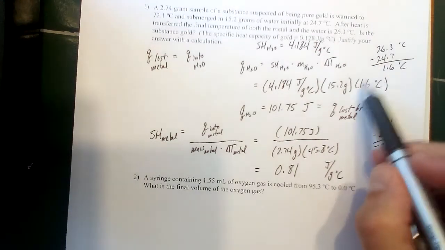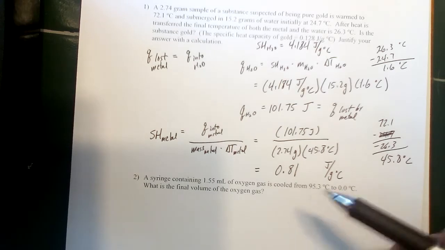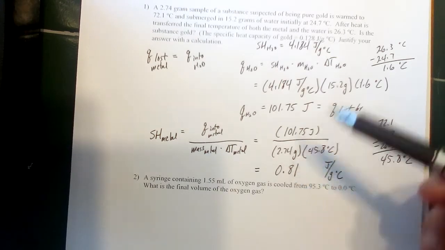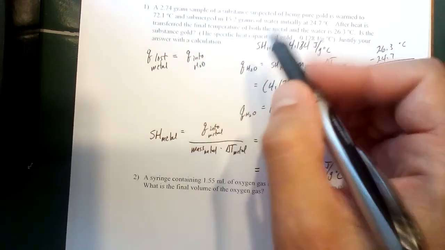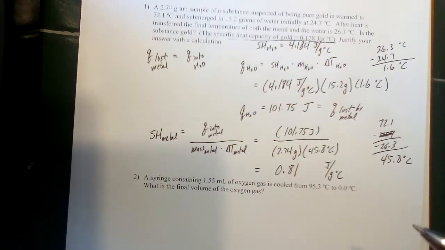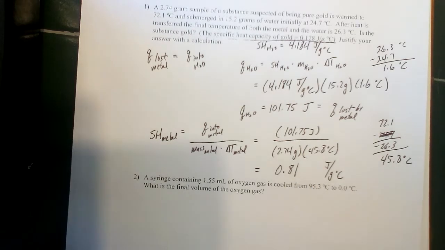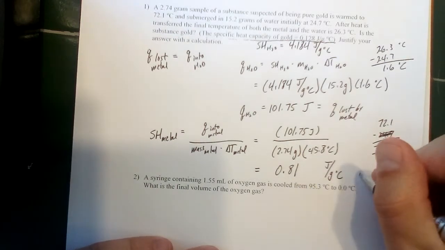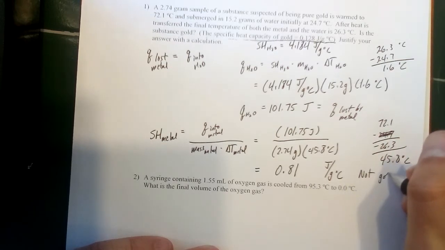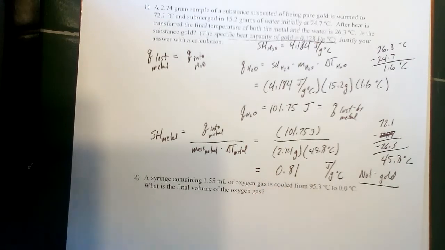And again, I rounded to 2 because of our temperature change back here. But this makes it clear that this is not gold. Up in the problem, we were told the specific heat capacity of gold is 0.128. We got 0.81. That's a pretty large difference from the specific heat capacity of gold, so this is not gold in our sample. In fact, this is probably aluminum. That's pretty close to the value for aluminum, which we've encountered in some of the problems that we've practiced.